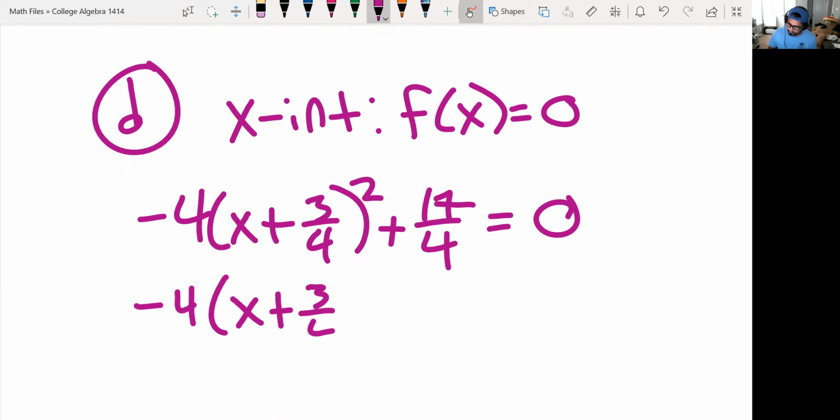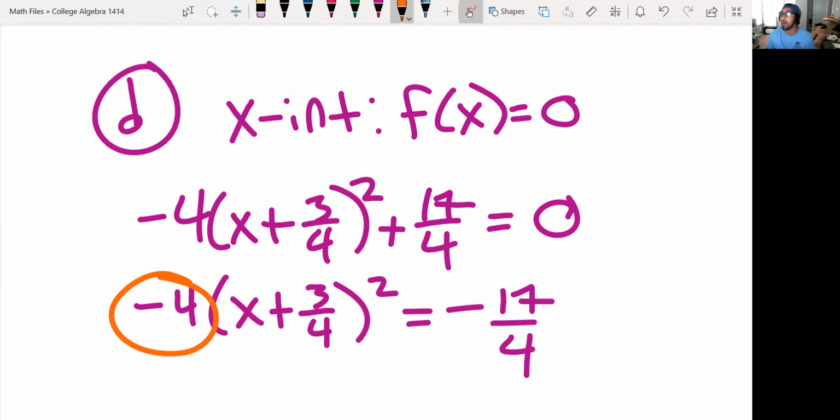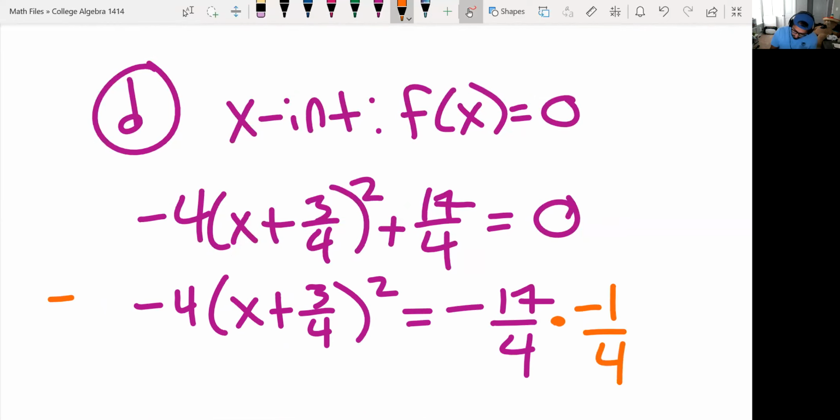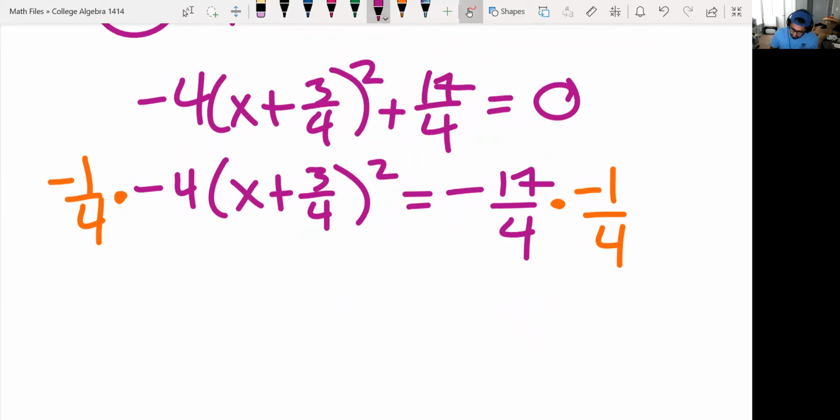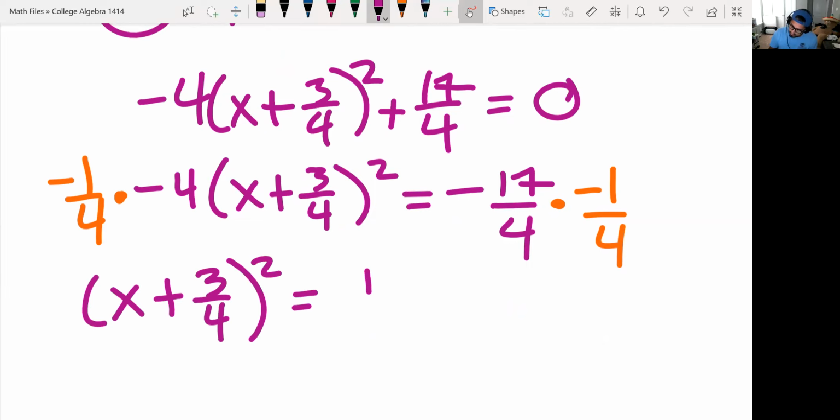Move that 17/4 over. And then multiply both sides by, or divide by -4. I'm just going to make it easier and say multiply both sides by the reciprocal of -4, which is -1/4. It's the same as dividing. Multiply both sides, because if you divide, you still have to multiply by the reciprocal on the right side. So divide by 4. And we get positive x plus 3/4 squared equal to positive 17/16.